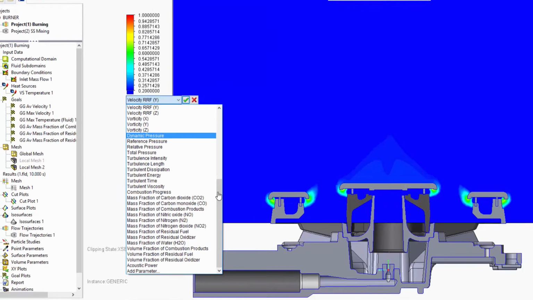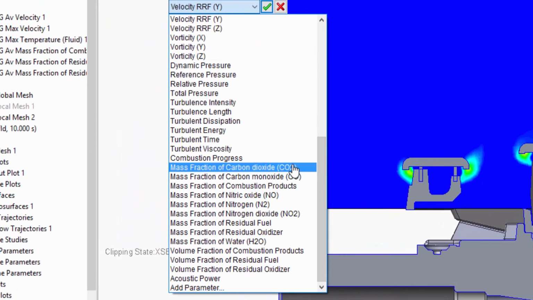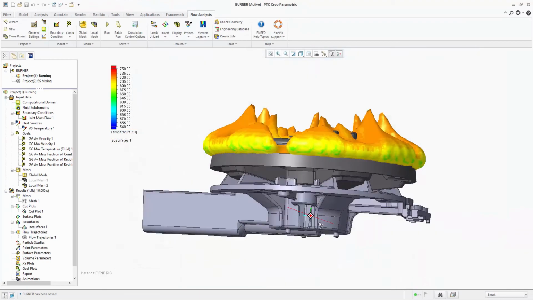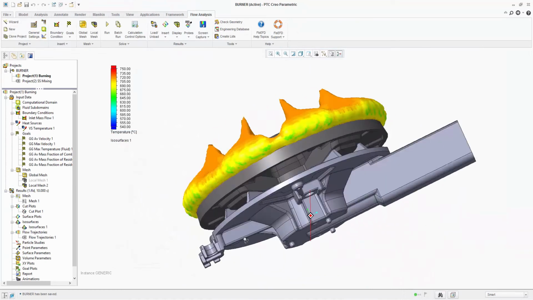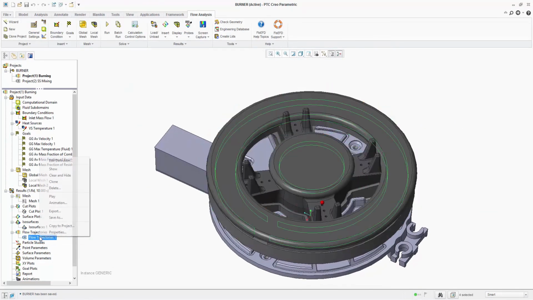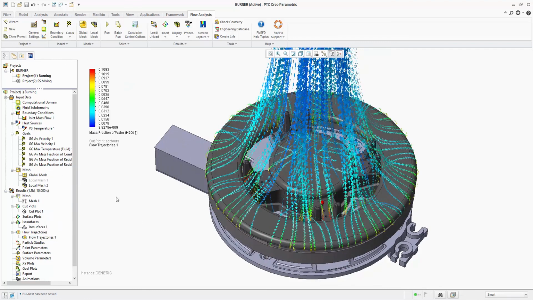We can also plot various combustion products such as CO2, CO, NOx and residual fuel. This is useful for emissions determination. An ISO surface showing combustion at a constant temperature gives a clearer idea of the flame pattern. Flow trajectories show the path of the combustion gases.